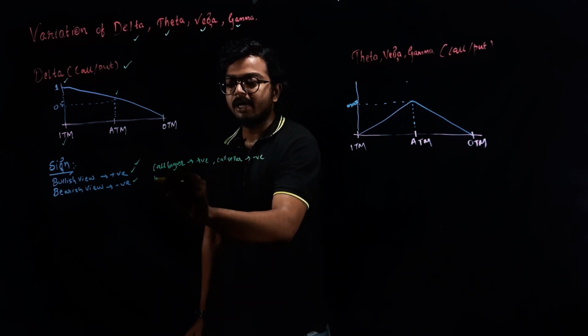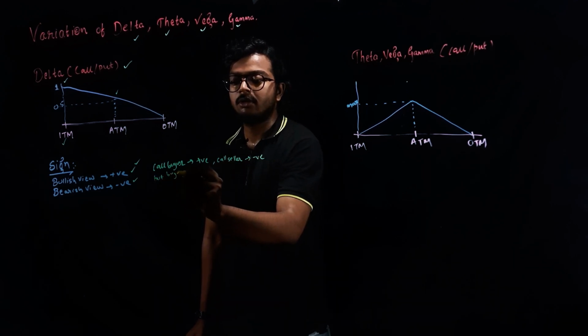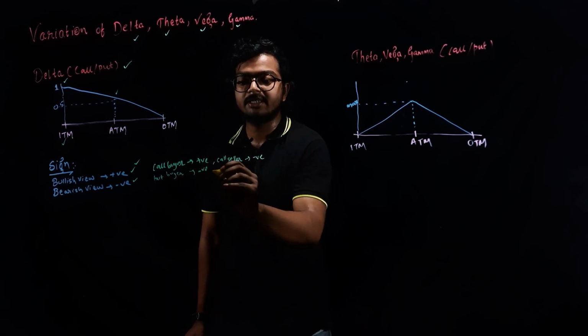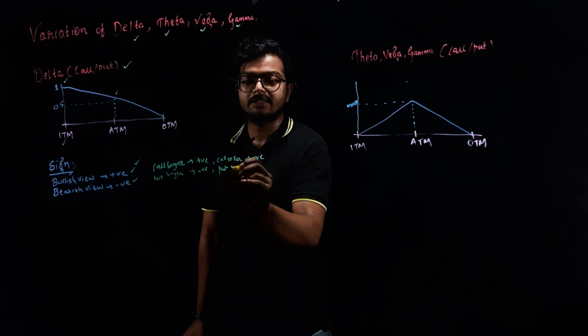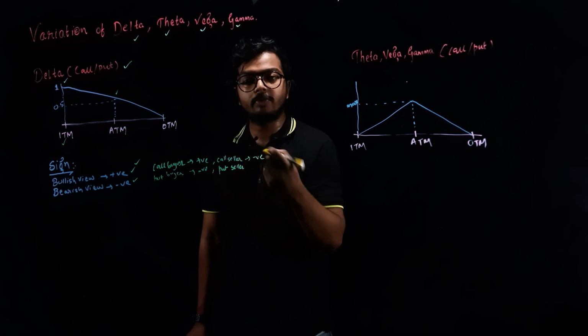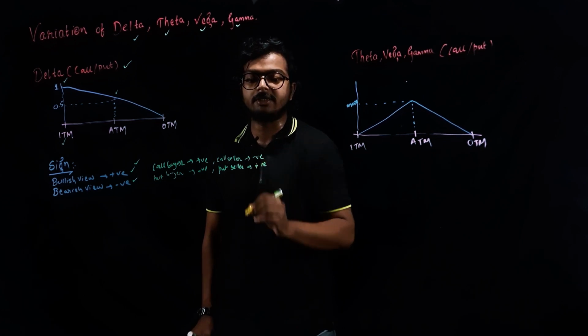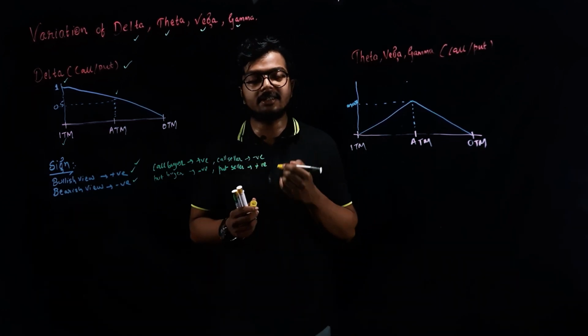And for a put buyer, you know that a put buyer has a bearish view, so you would give a negative sign here. And for a put seller, as the put seller has a bullish view that the market would go up, you would give a positive sign here. So this is how you decide the sign.